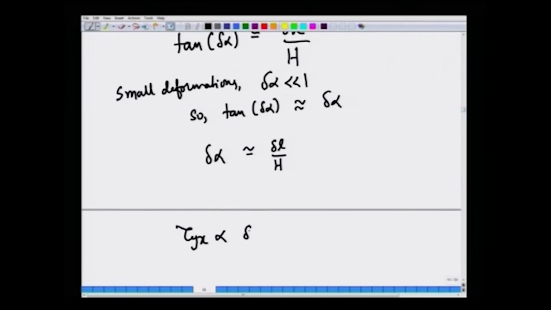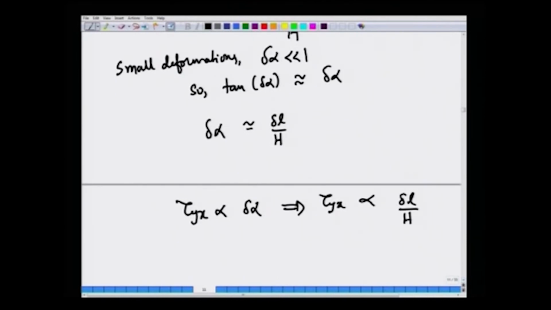is directly proportional to delta alpha, or the shear stress in a solid is proportional to delta L divided by H. Okay, delta L is the amount of deformation in the x direction and H is the gap width between the two plates. So, this quantity is called the strain. This is called the strain in the solid. This is a non-dimensional deformation in the elastic solid.